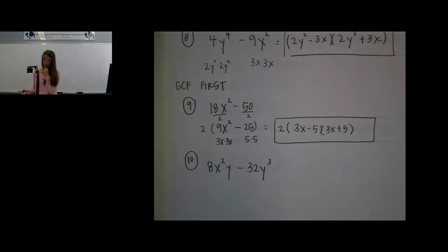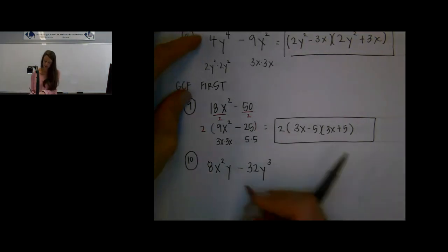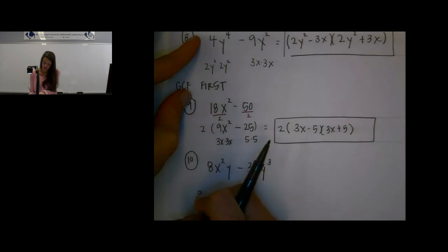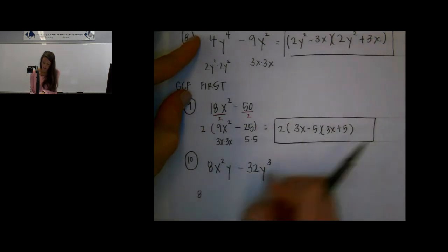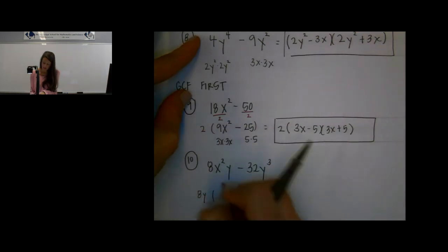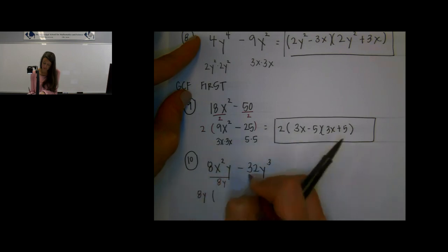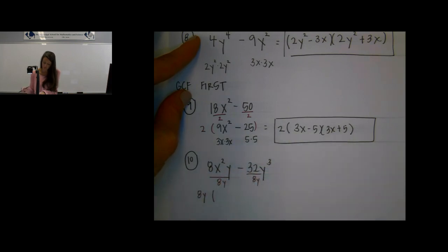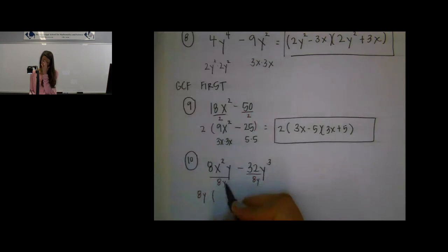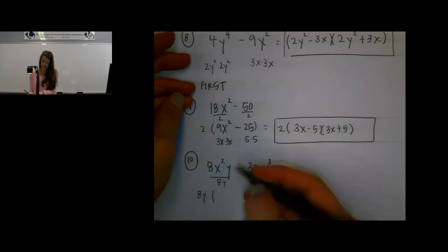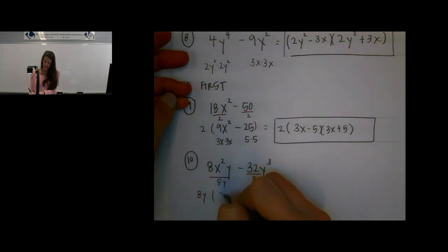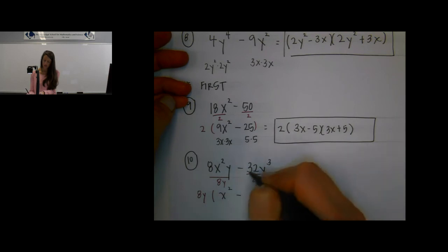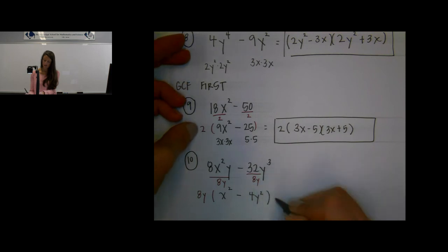Okay, so is there a greatest common factor here? An 8 goes evenly into both of them, and a y goes evenly into both of them. So you could take an 8y out. So 8x squared y divided by 8y is going to leave you with an x squared. 32y cubed divided by 8y will leave you with a 4y squared.